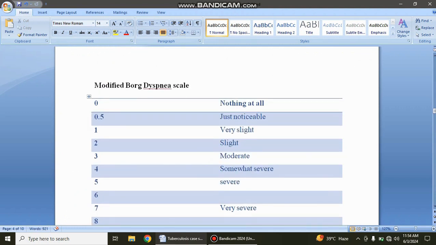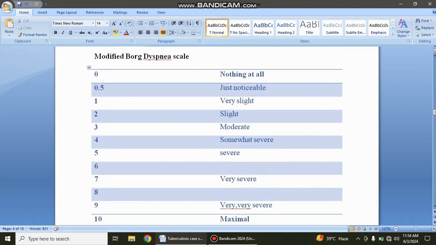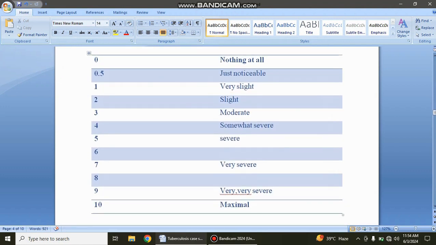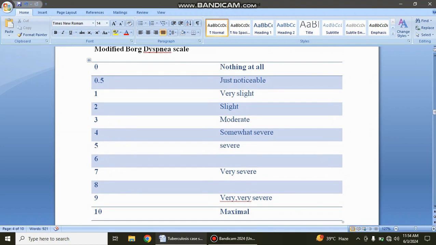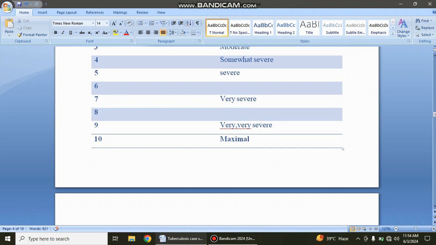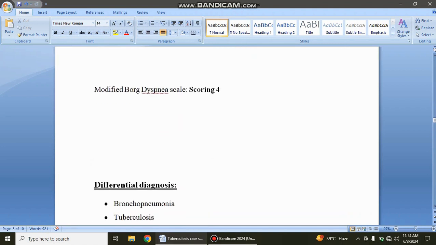And then there is the modified Borg dyspnea scale. It consists of points from 0 to 10, where 0 means nothing at all, 0.5 just noticeable, 1 very slight, 2 slight, 3 moderate, 4 somewhat severe, 5 severe, 6 and 7 very severe, 8 and 9 very severe, and 10 indicates maximal. On the modified Borg dyspnea scale, she was scoring 4.